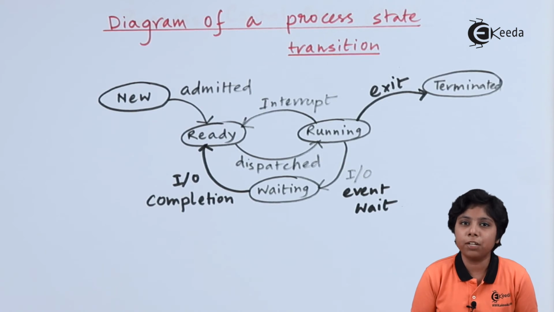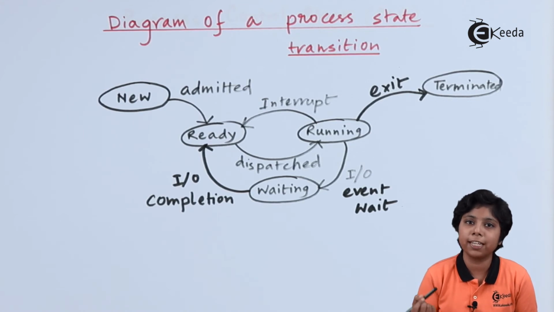Here we can see that one process can be in a running state at any processor of the system, or any process can be in the ready and waiting queue at the same processor, or at a different processor. So these process states are very important in process management.